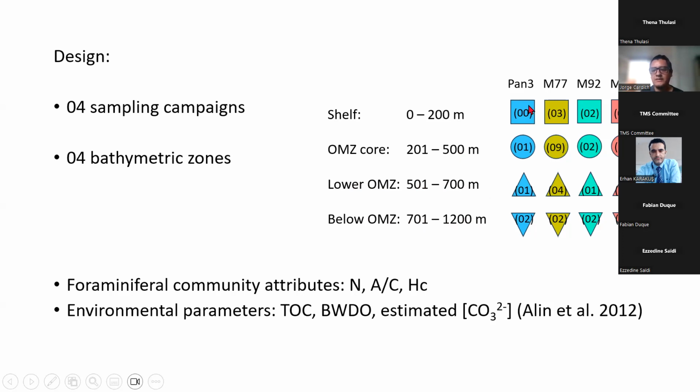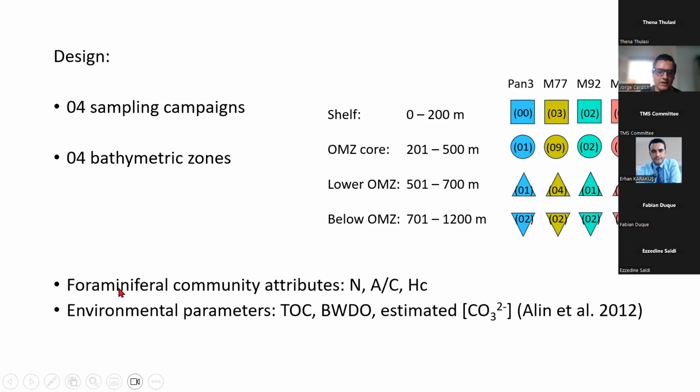So in the following figures, you're going to see a lot of colors. The light blue is for the Panorama, that is 1997. The Meteor 77 is dark green, for 2008. The M92 is for January 2013 and is in light green. And the last one is the Meteor 137 that happened in May of 2017.